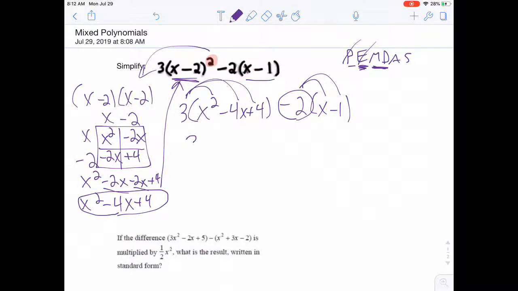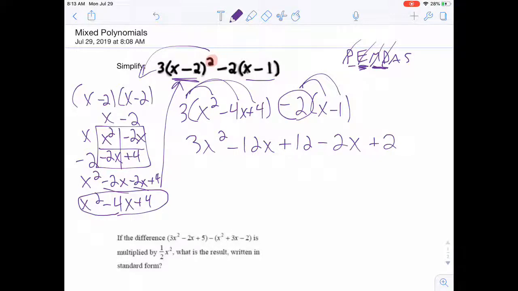3 times x² is 3x². 3 times negative 4x is negative 12x. 3 times 4 is positive 12. And then off on the right-hand side, negative 2 times x is negative 2x. And negative 2 times negative 1 is positive 2. So I have now multiplied or divided. My last two are add or subtract.